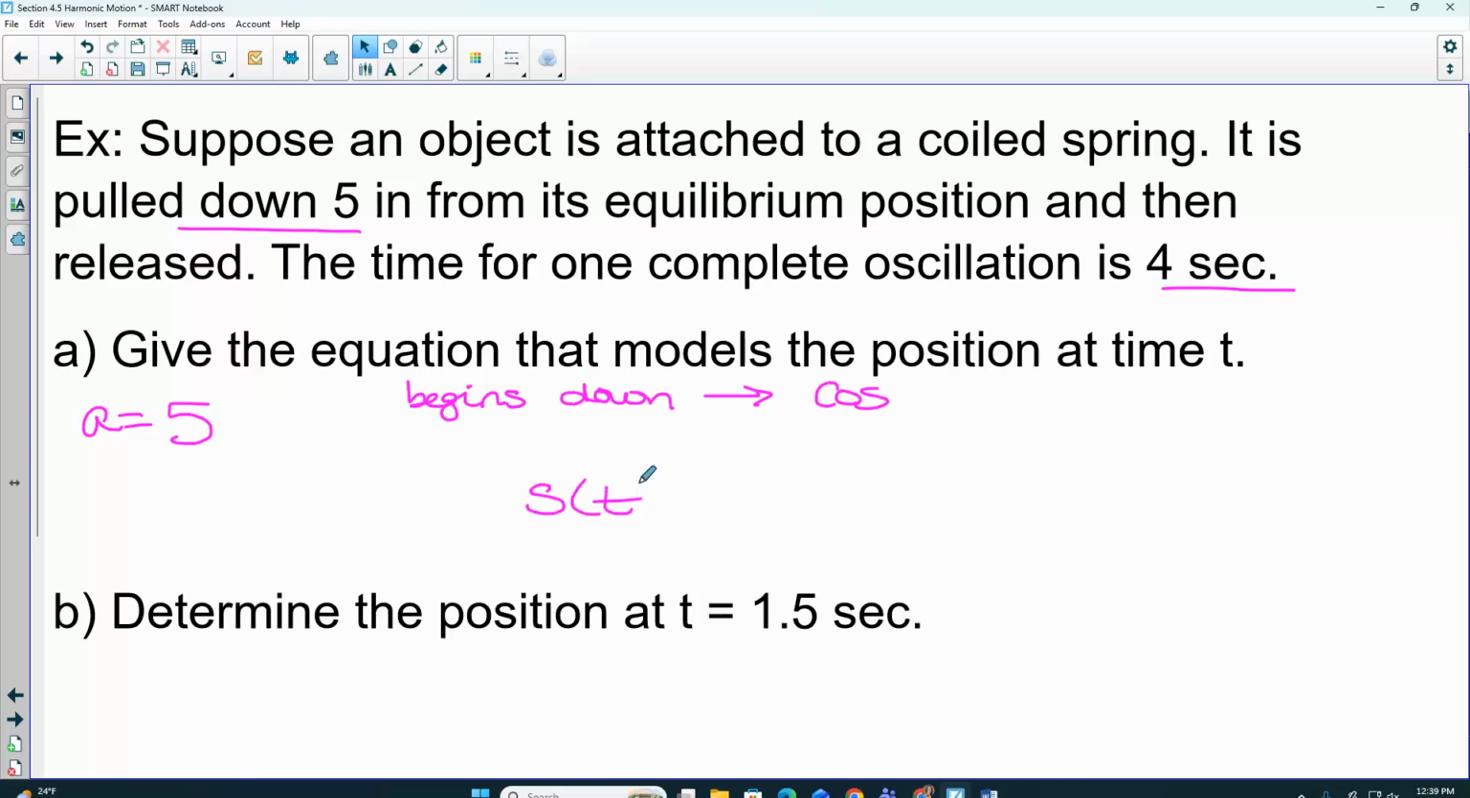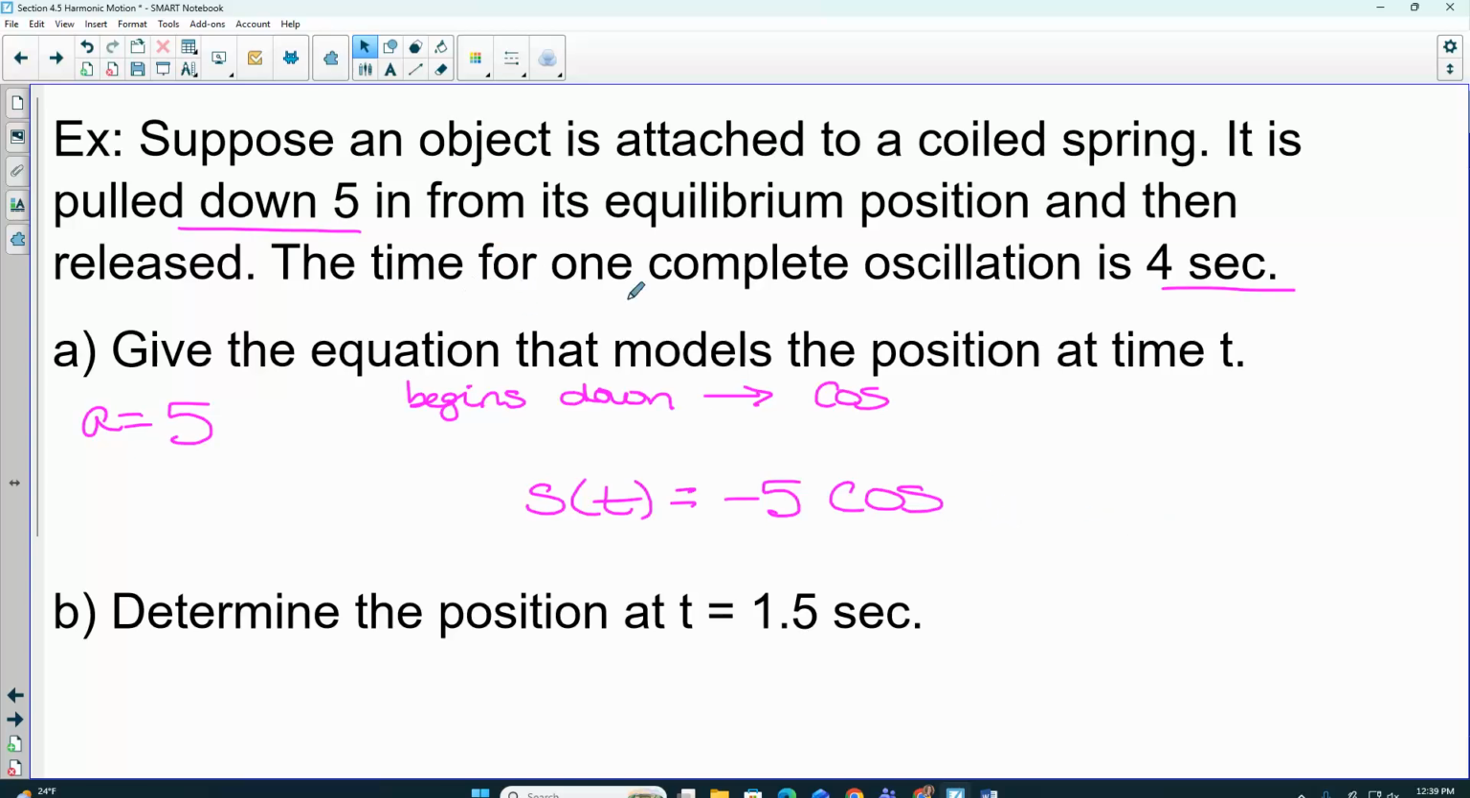The variable for position is sometimes s, so s of t is the position at time t. I'll use that a lot today. If you did y or something, I'm not going to count off. We know it's a negative because it started down, and a 5. Most of these are going to be cosines because you have to get something to move to start with. So I have to pull it down or push it up to make it start moving. Now we just need to figure out what's with my variable here, my time.